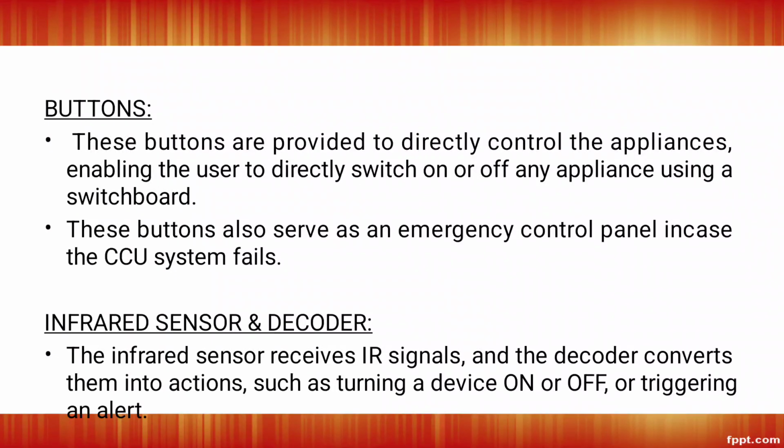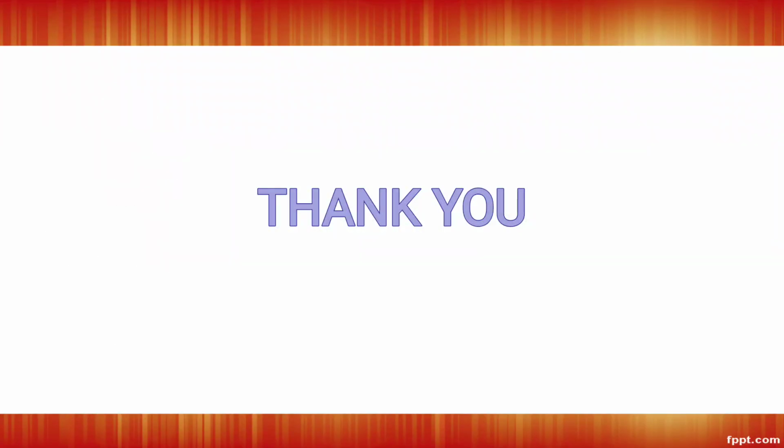Certain buttons are used to directly control the appliances, enabling the user to directly switch on or off any appliance using a switchboard. Next is infrared sensor or decoder. It receives IR signals and the decoder converts them into actions such as turning on or off a light, triggering an alert, etc. So that's all about the architecture of a home automation system. So I hope all of you understand that. That's all. Thank you.